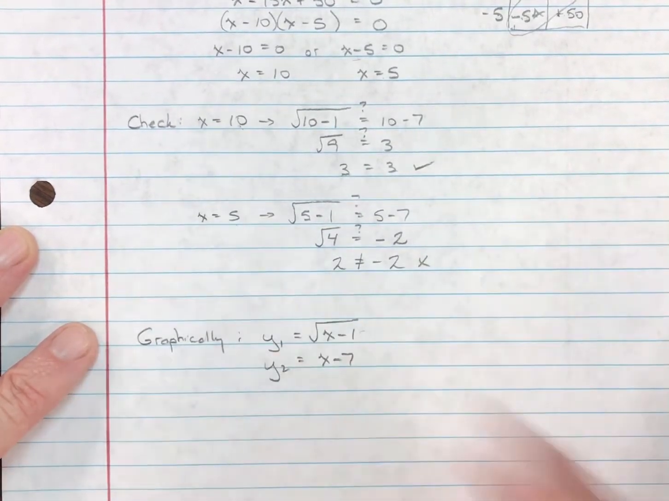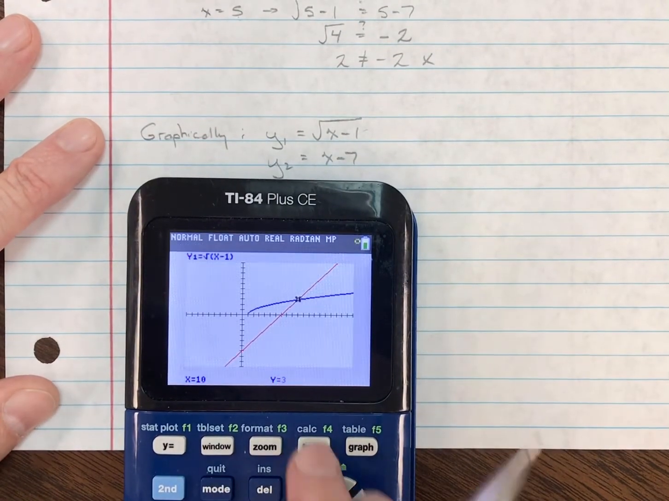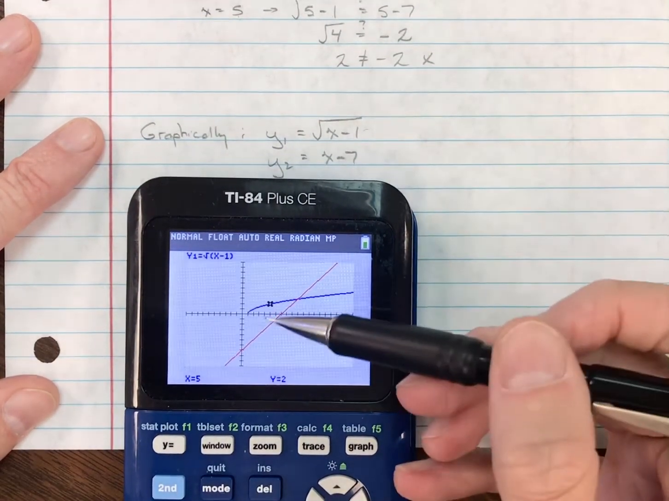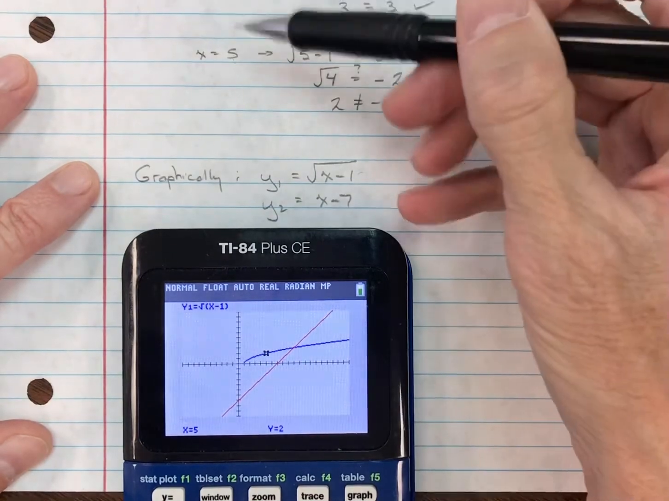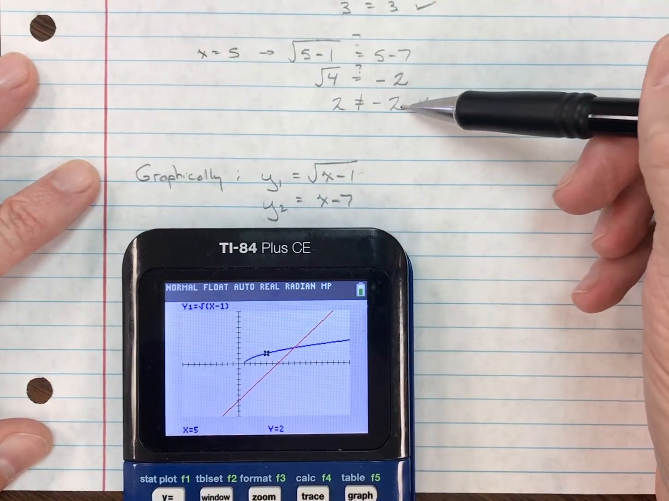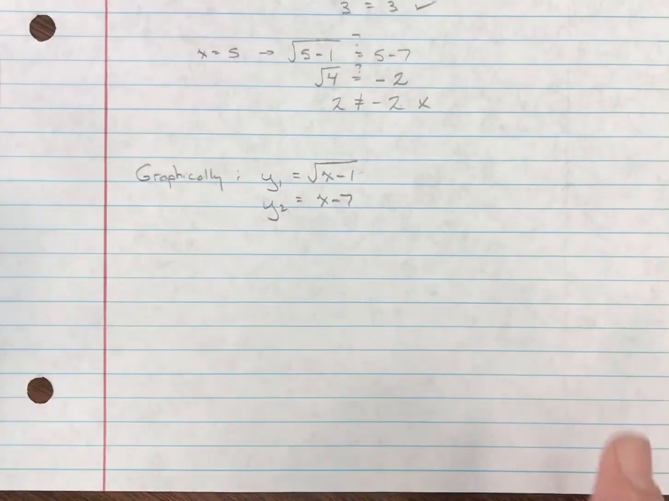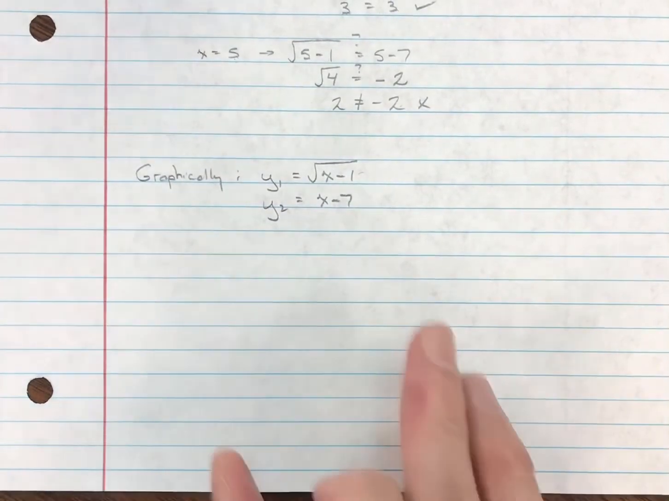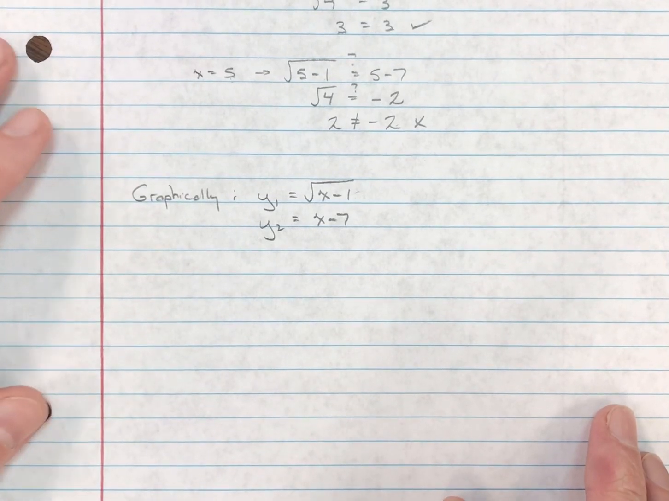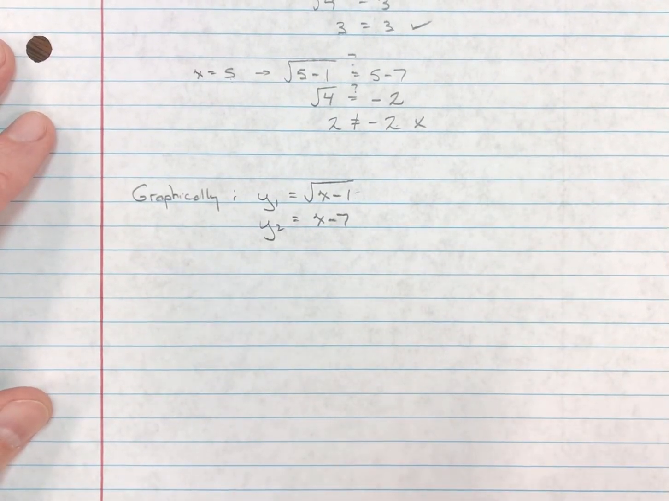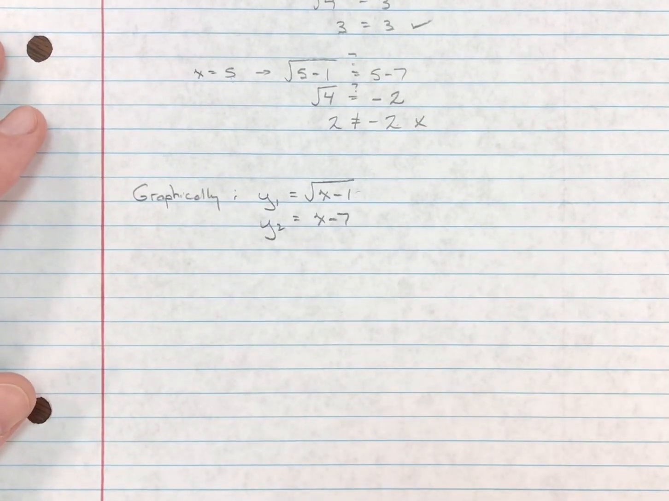Notice again, when x equals 5, if I do a trace, x equals 5, they do not intersect. This is an extraneous solution that came out algebraically but is not truly a solution. So there you have it, solving a radical equation. Two big pieces here: number 1, isolate the radical on one side before you undo the radical, and number 2, be aware of possible extraneous solutions. Always do a check.